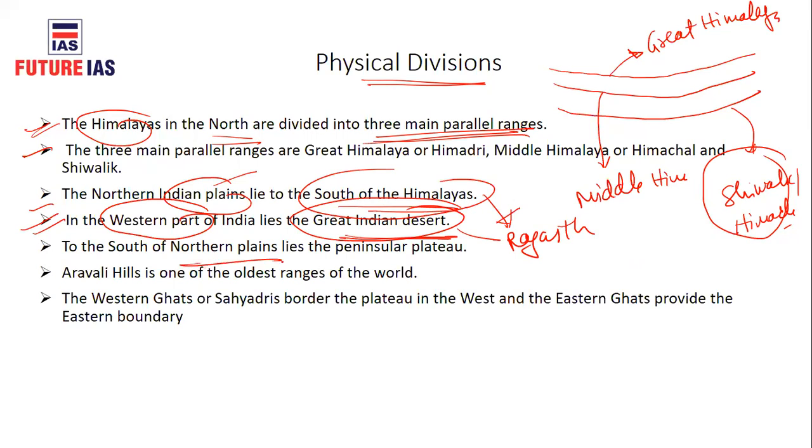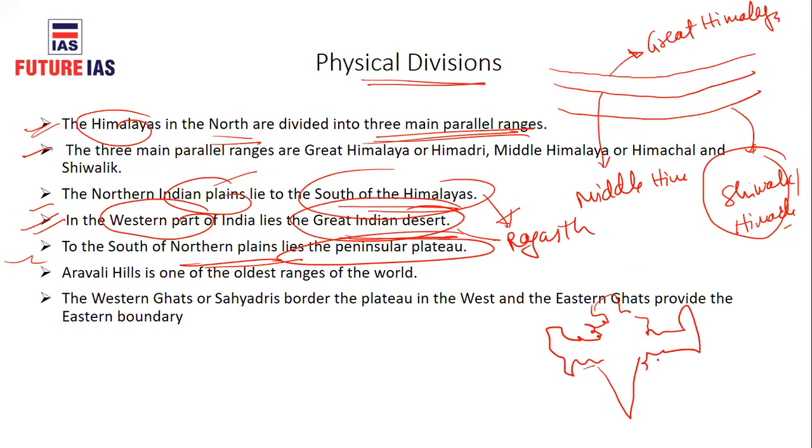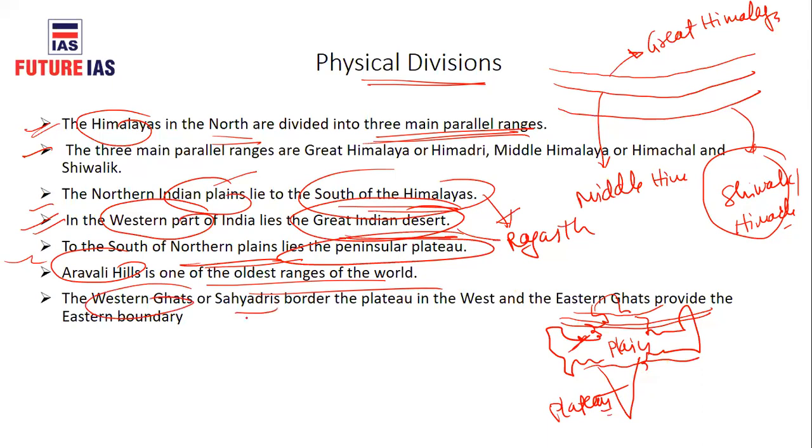To the south of the northern plains lies the peninsular plateau. If you draw the map of India, you will have the three ranges of the Himalaya, after that the plains, and after the plains you have the plateau. So to the southern region of the plains lies the peninsular plateau. All right. And the Aravalli Hills is one of the oldest ranges in the world, lying in the region of Rajasthan. The Western Ghats or the Sahyadri borders the plateau in the west.